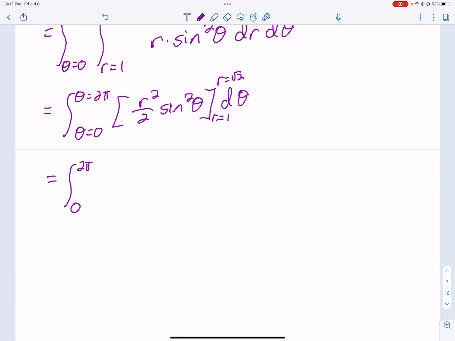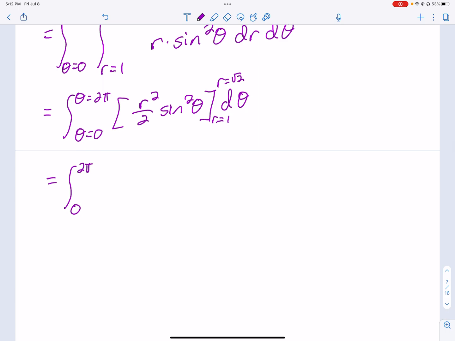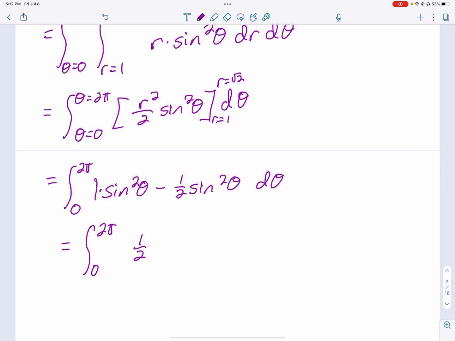All right, so we get, if I plug in root 2 squared is 2 over 2, so I get sine squared theta minus, and then I plug a 1 in, I get 1/2 sine squared theta d theta. That's plugging into my r bounds. I still can go further, even though you may not think or see it. I have 1 of sine squareds minus 1/2 of sine squareds gives me 1/2 sine squared.